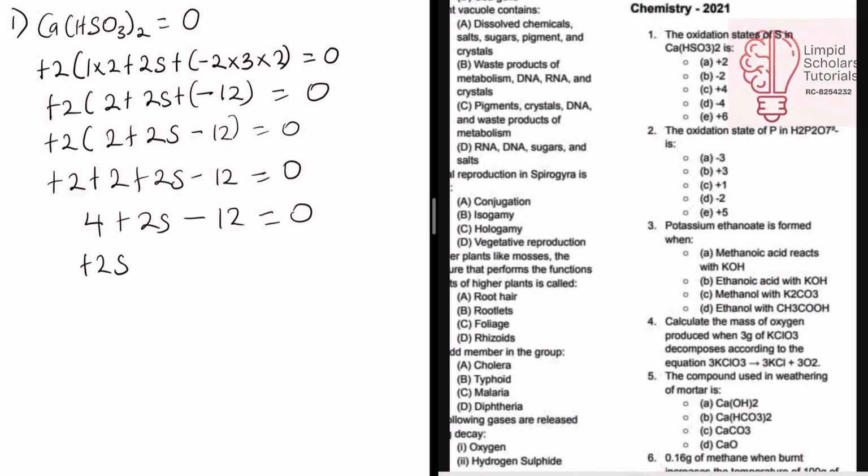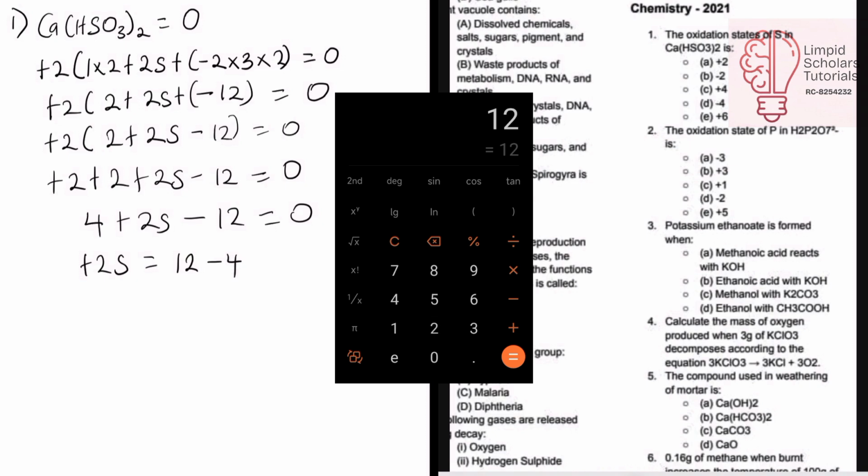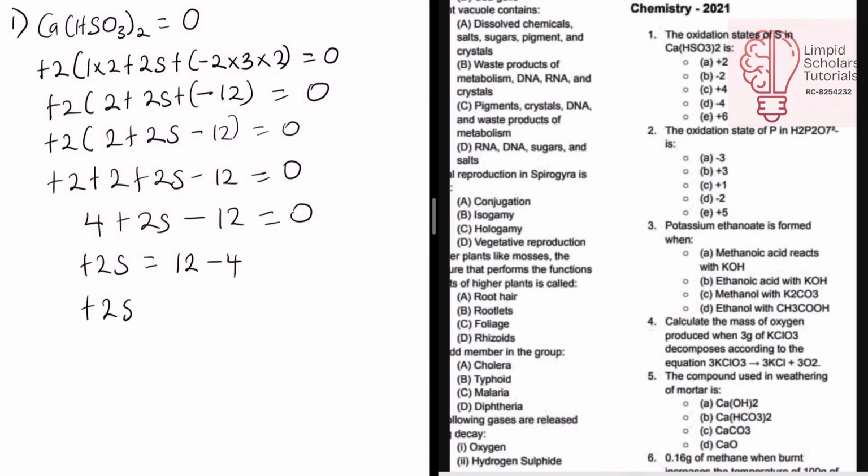2S is equal to 12 minus 4. Then using my calculator, 12 minus 4 is 8. So 2S is equal to 8. Dividing both sides by 2, S is 4. So our answer for this is +4.